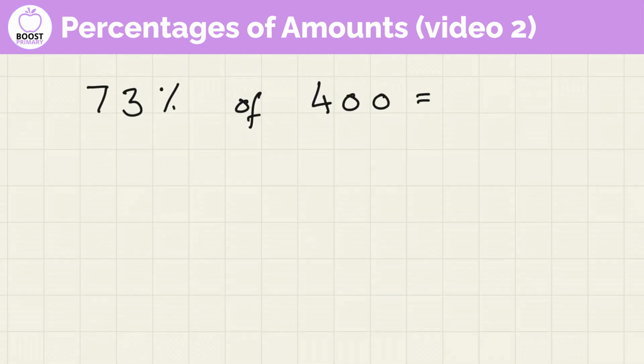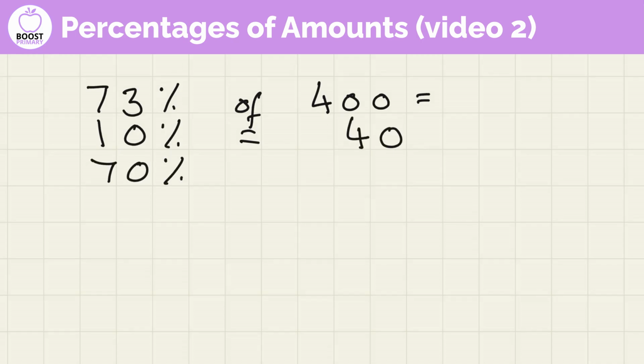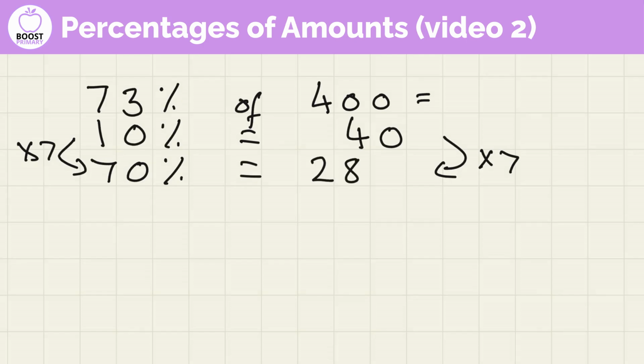Our final question is find 73% of 400. Once again, I'm going to start off with 10%. 10% of 400 is 40. I'm going to scale that up to 70% by timesing it by 7. I'll do the same to 40. So 70% of 400 is 280.